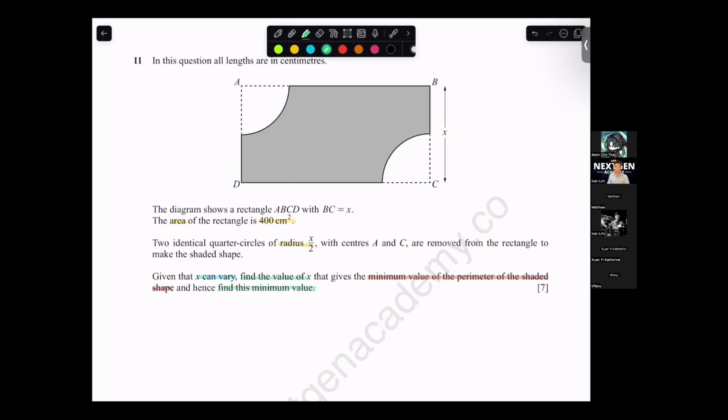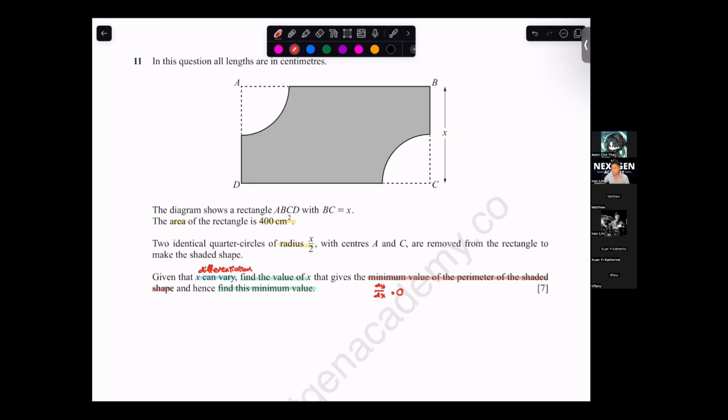Yes, Catherine, very good. X can vary. This means differentiation already. Minimum value, dy over dx equals 0. So you all remember this word, minimum or maximum value, most of the time. If it's not a quadratic, that means you use completing the square. Most of the time, if it asks you to find area, volume, perimeter, it's dy over dx equals 0. So you need to find some sort of equation, then differentiate it and set it equal to 0.